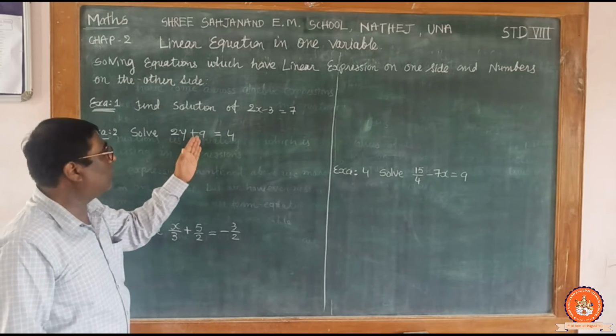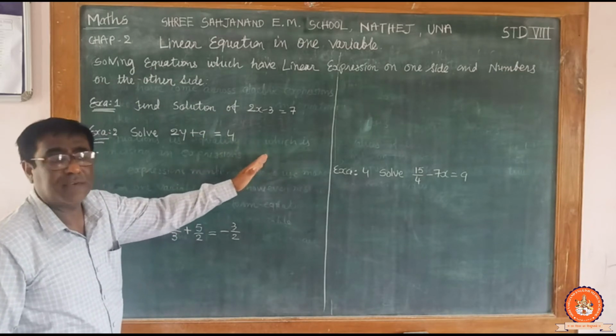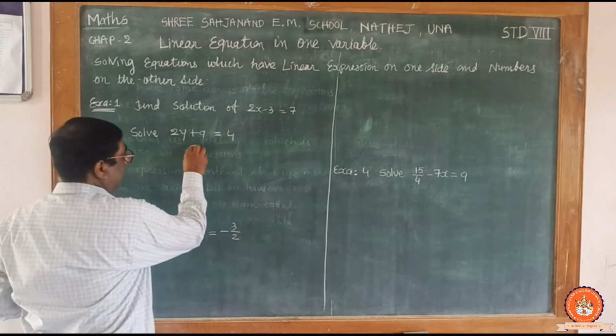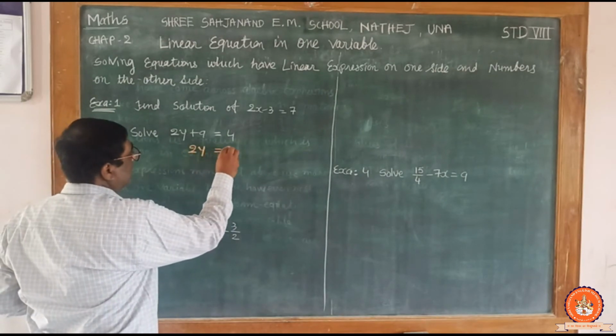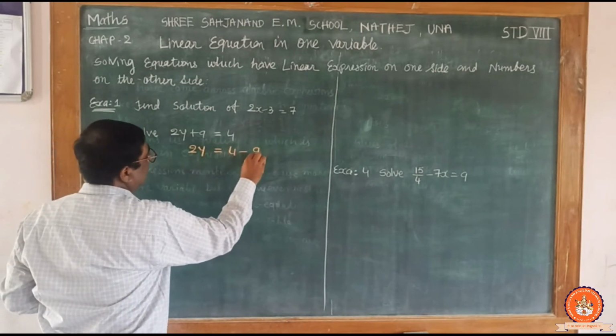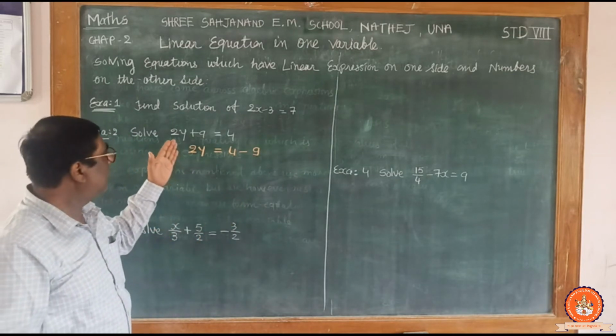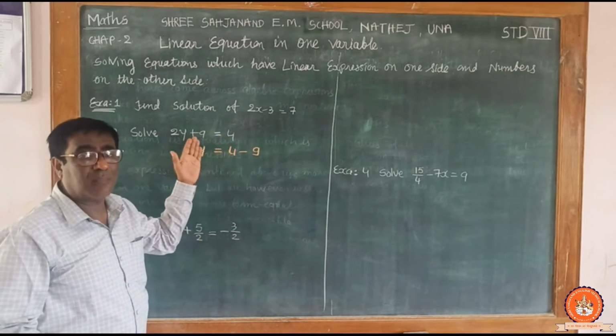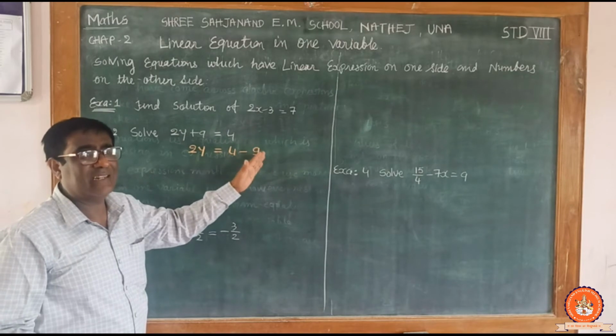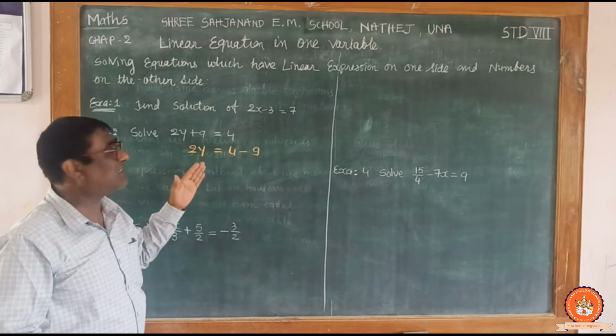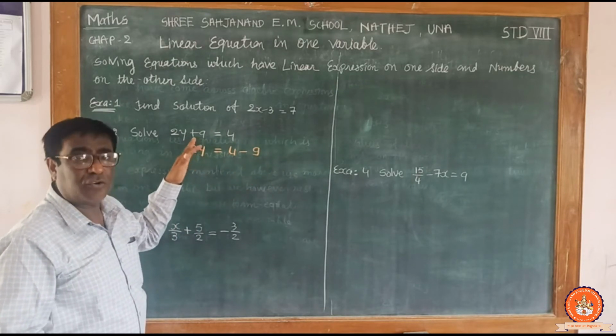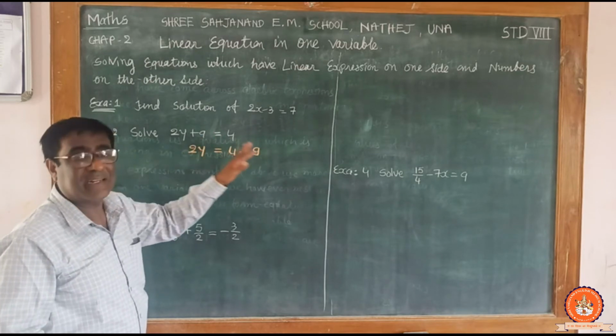So we will move 9 to the right hand side of the equal to mark. So 2x is equal to 4 minus 9. See, if any number moves from the left hand side to the right hand side or from the right hand side to the left hand side, keep this thing in mind. We want to move 9 toward the right hand side.